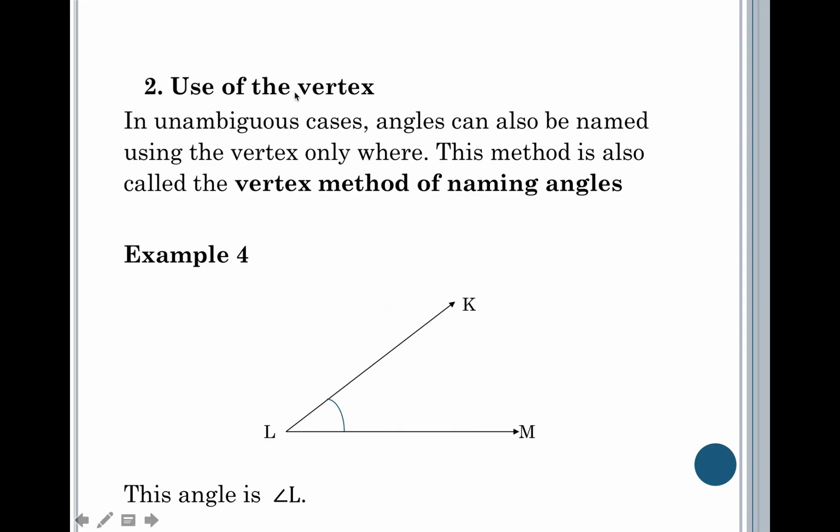Use of the vertex. In unambiguous cases, angles can also be named using the vertex only. Where? I wrote that wrong. Sorry. This method is also called the vertex method of naming. So instead of going KLM or MLK, we're just going to name the angle L because that's the only angle we have. So we call it angle L.